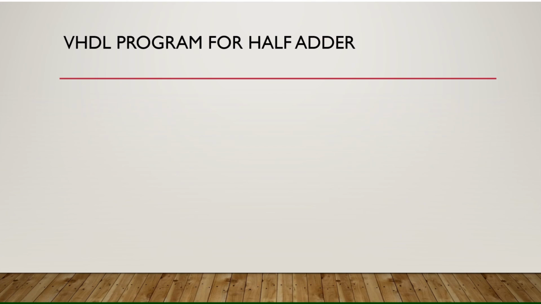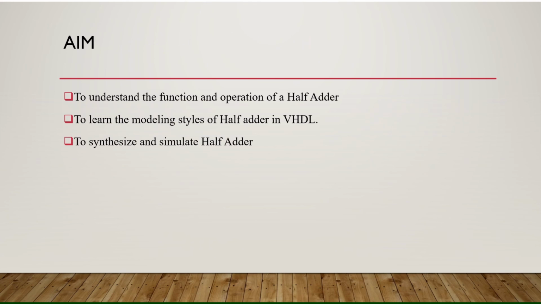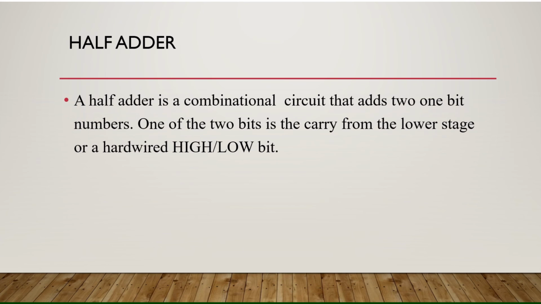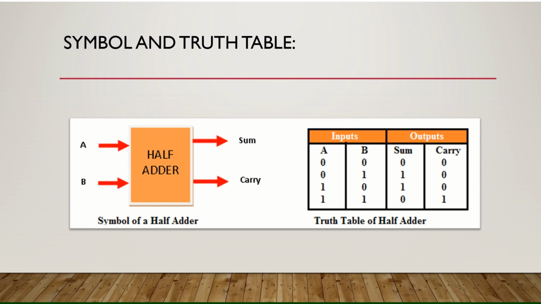Next, we're going to see VHDL program for half adder. Its aim is to understand the function and operation of a half adder, to learn the modeling styles of half adder in VHDL, and to synthesize and simulate the half adder. Half adder is a combinational circuit that adds two 1-bit numbers. One of the 2 bits is a carry from the lower stage or a hardwired high or low bit. Symbol and truth table is given.